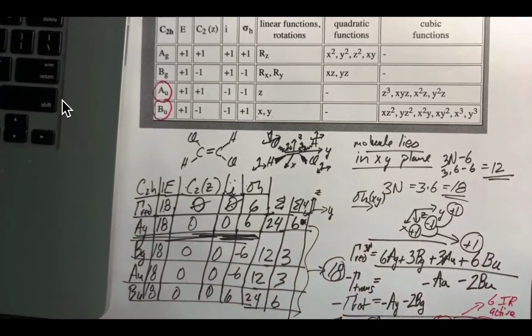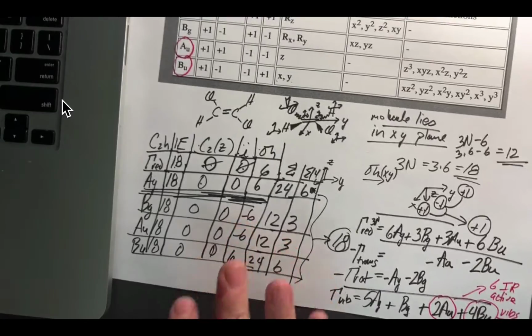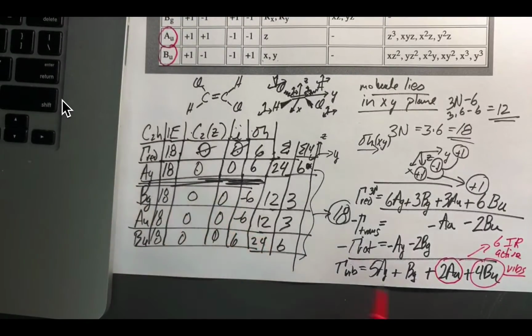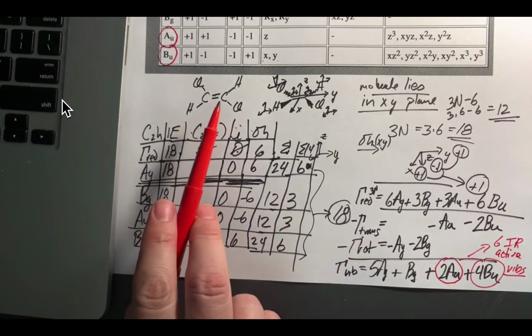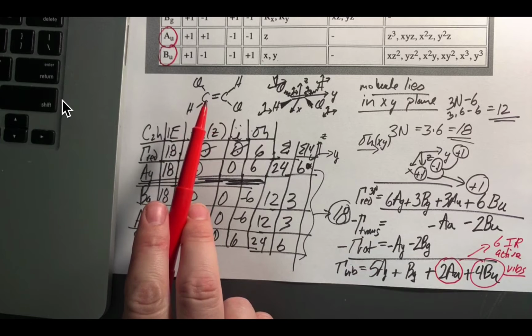vibrations. Okay, so there's 12 that are happening, 6 and 6, but 6 of the vibrations are invisible to our infrared spectrometer, and 6 of them are visible to our infrared spectrometer. So best case, we could see 6 IR bands for this molecule, again, which is trans-1,2-dichloroethylene.